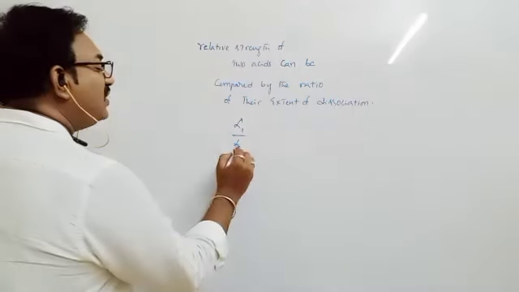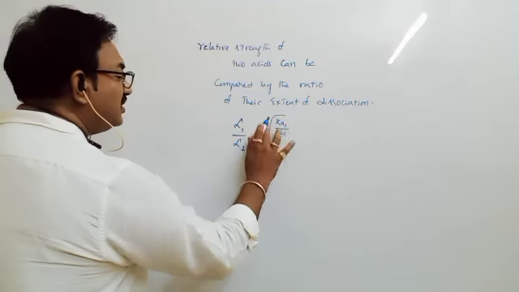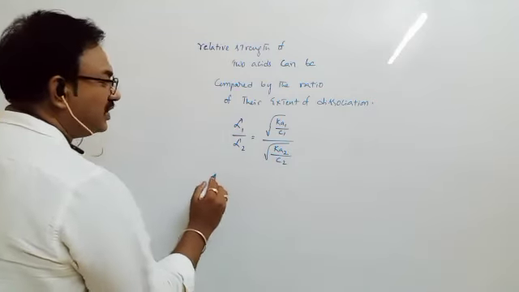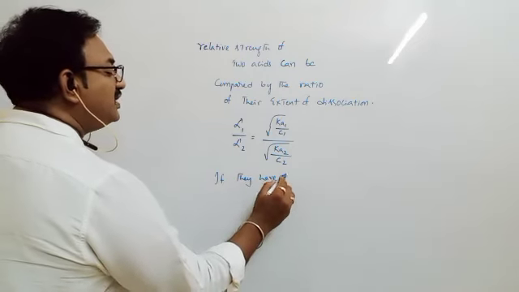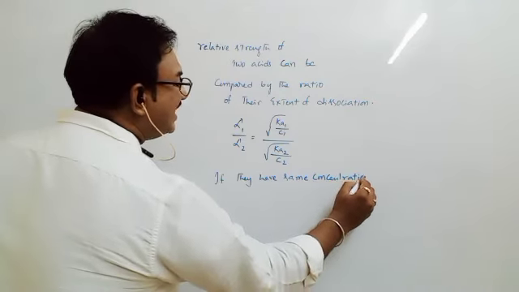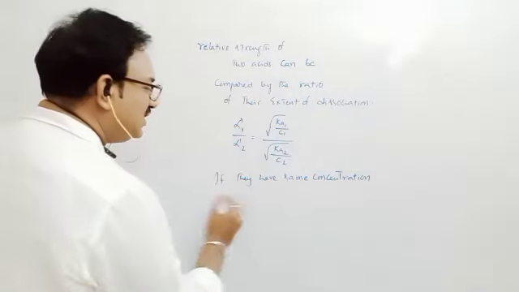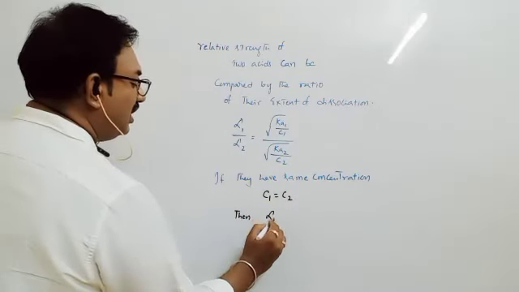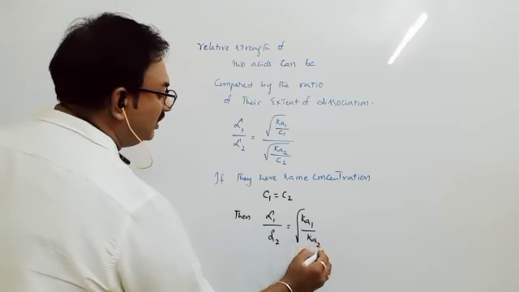Okay. So alpha 1 by alpha 2 is equal to root over Ka1 by C1 by root over Ka2 by C2. If the two acids have the same concentration, that means C1 equal to C2, then alpha 1 by alpha 2 is equal to root over Ka1 by Ka2.